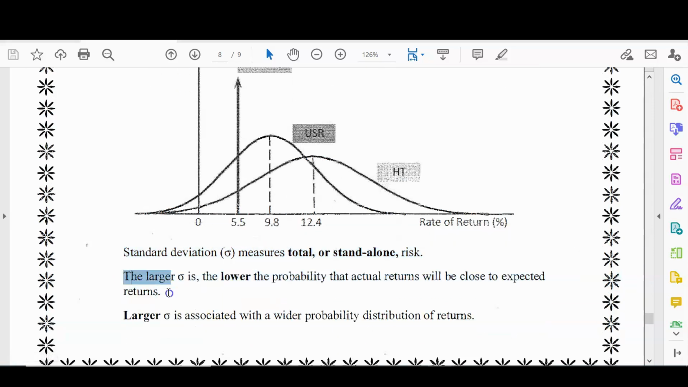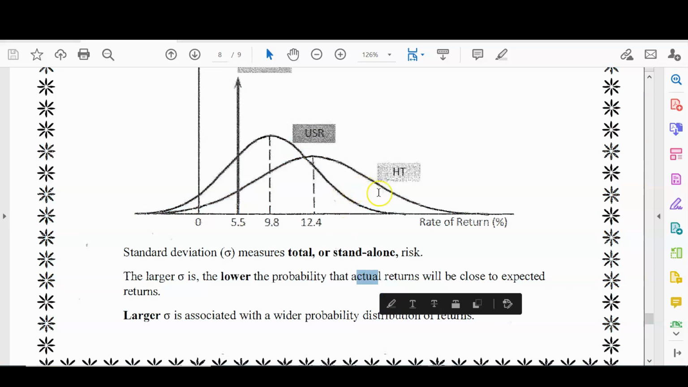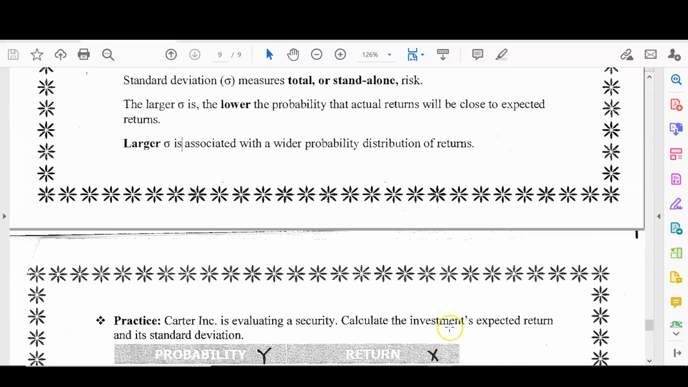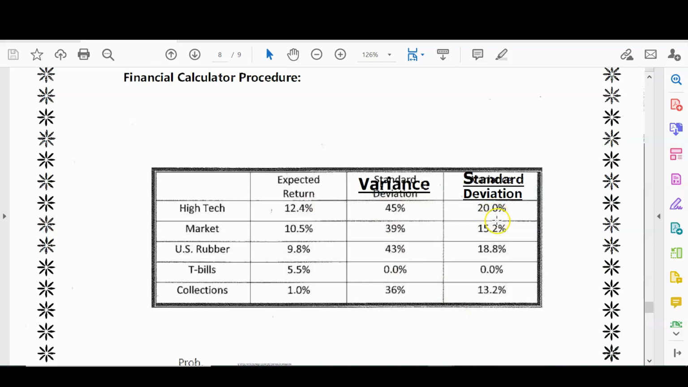The larger the standard deviation is, the lower the probability that the actual returns will be closer to the expected returns. So a large standard deviation, for example for high tech, is associated with a wider probability distribution of the returns. So high tech here has the highest return. It also has the highest risk. Okay, so it's not necessarily the best investment.